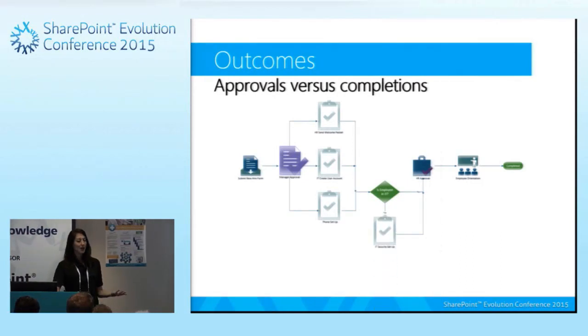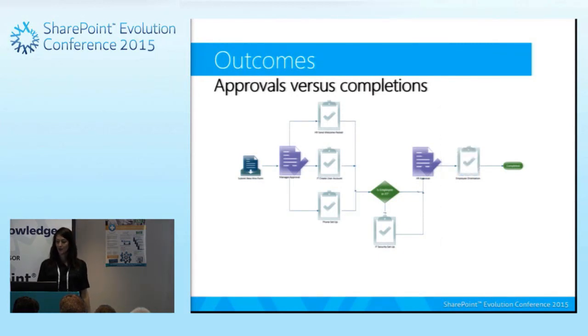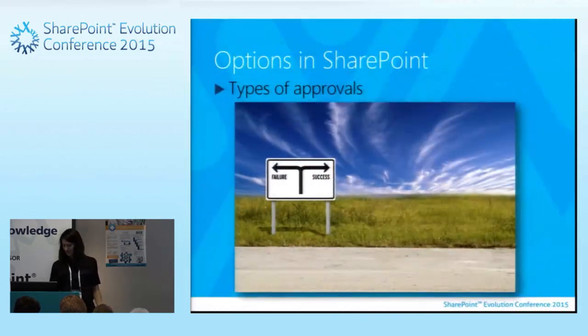So again, those are called outcomes. So these are all being completed. HR is actually approval or rejection. So with the approval or rejection, you have to define what happens if they approve it and define what happens if they reject it. And then employee orientation is just something that they say they completed.